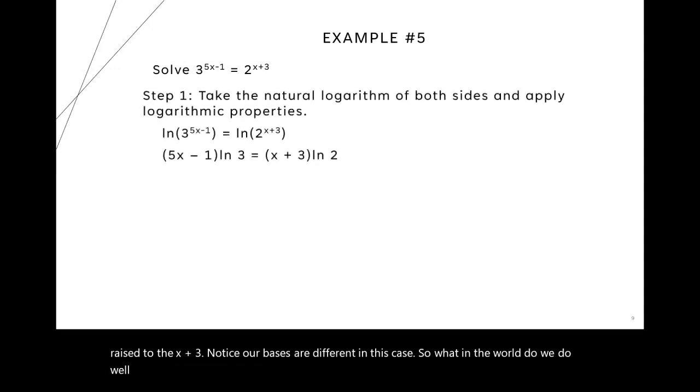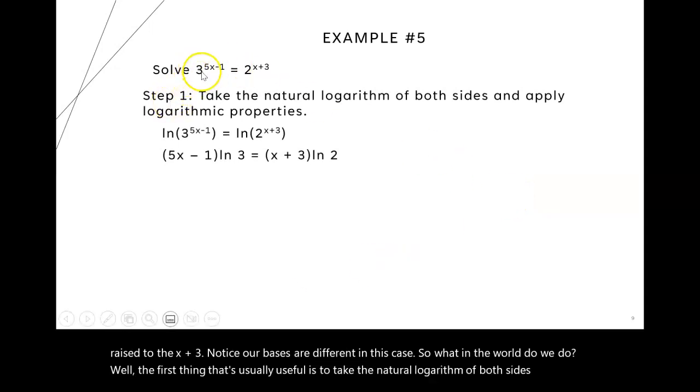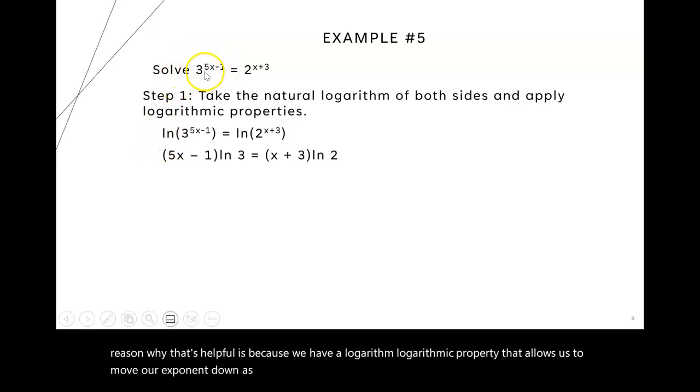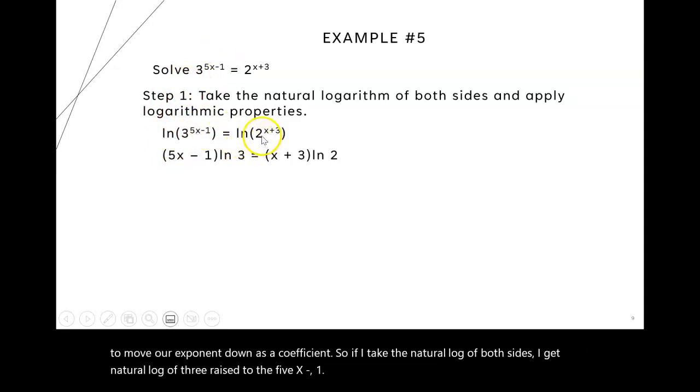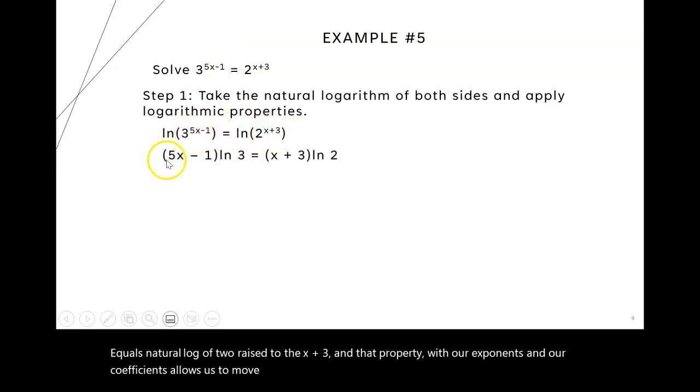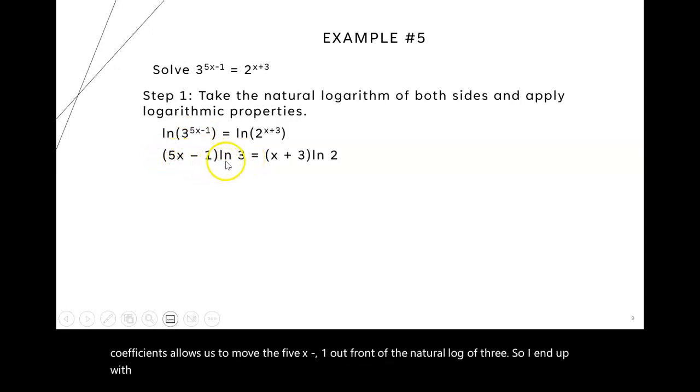Well, the first thing that's usually useful is to take the natural logarithm of both sides. And the reason why that's helpful is because we have a logarithmic property that allows us to move our exponent down as a coefficient. So if I take the natural log of both sides, I get natural log of 3 raised to the 5x minus 1 equals natural log of 2 raised to the x plus 3. And that property with our exponents and our coefficients allows us to move the 5x minus 1 out front of the natural log of 3. So I end up with 5x minus 1 times natural log of 3 equals x plus 3 times natural log of 2.